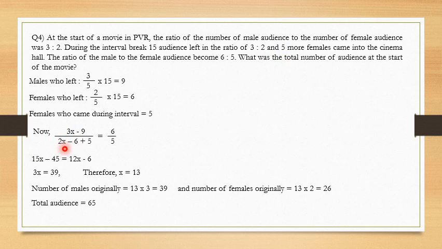So 2x minus 6 plus 5. So after this calculation, the ratio became 6 is to 5. When we solve this equation, we get the value x as 13. Therefore, since this was 3x, so the males will be 13 into 3, that is 39, and 2 into x, 2 into 13, that is 26. So 39 plus 26 is 65. So the total audience at the start of movie was 65.